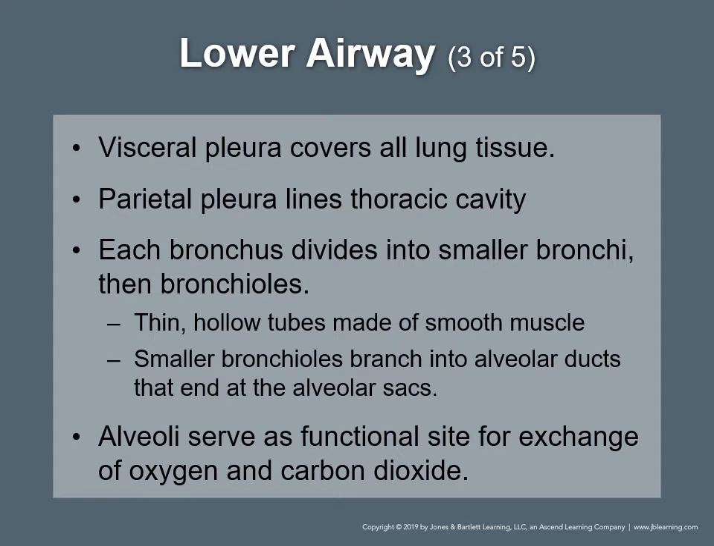Bronchioles are thin, hollow tubes made of smooth muscle. Smaller bronchioles branch into alveolar ducts that end at the alveolar sacs. The alveoli serve as the functional site for the exchange of oxygen and carbon dioxide.